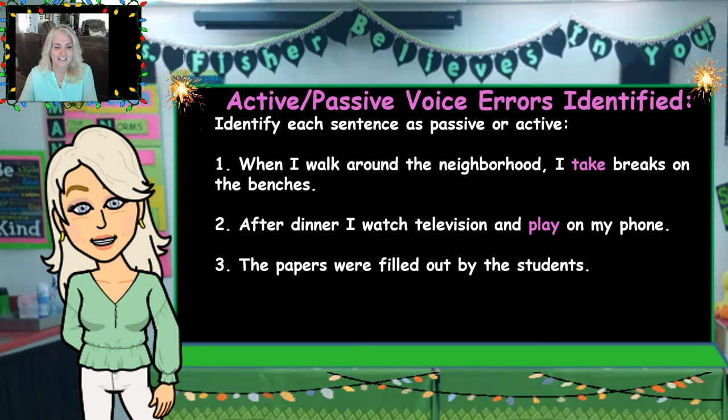All right, let's fix some active passive voice errors. Well, no, actually I just want you to identify each sentence as either active or passive voice. Number 1: When I walk around the neighborhood, I take breaks on the benches. Number 2, is this active or passive? After dinner, I watch television and play on my phone.